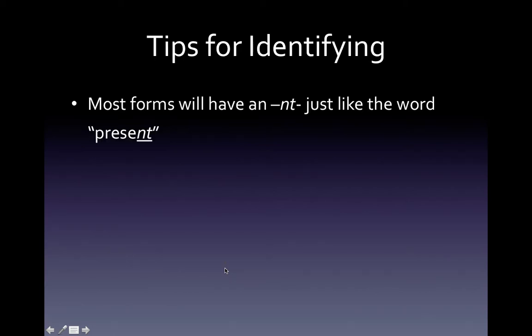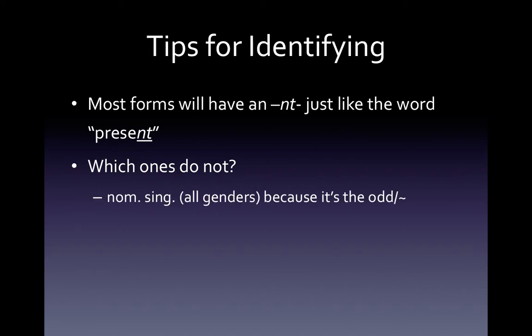Some tips for identifying. When you see it in a sentence, it should jump out at you for a couple of different reasons. First of all, if there's an NT in there right in front of your endings, you know you're looking at a present participle. That NT is a good visual indicator that you're looking at a present participle. Of course, because we're dealing with Latin, there are a couple that don't have that nice visual indicator. So which ones don't have it?